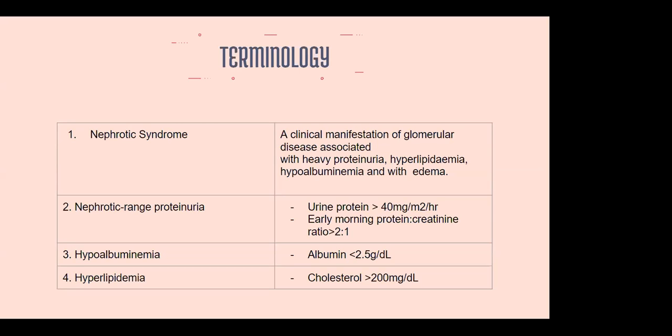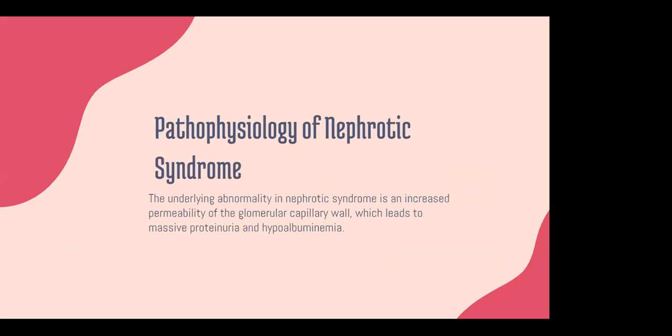The third one is hypoalbuminemia. The albumin must be lower than 2.5 gram per deciliter, and the last one, hyperlipidemia. The cholesterol is more than 200 milligram per deciliter. So we move on to the pathophysiology of nephrotic syndrome. Basically, the pathophysiology is about an increased permeability of the glomerular capillary wall, which leads to massive proteinuria and hypoalbuminemia.